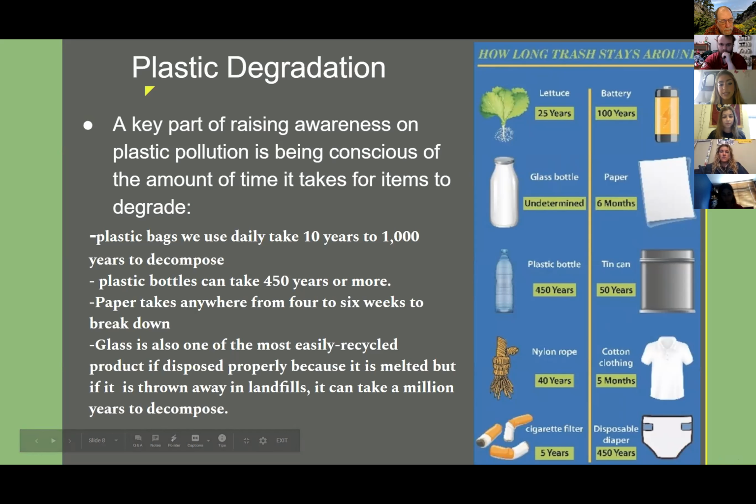Paper can take anywhere from 4 to 6 weeks to break down, and glass, if improperly disposed of, can take up to 1,000,000 years to decompose. And over to the right, I put up a chart of some other commonly polluted items and just how long they take to degrade. Next slide, please.